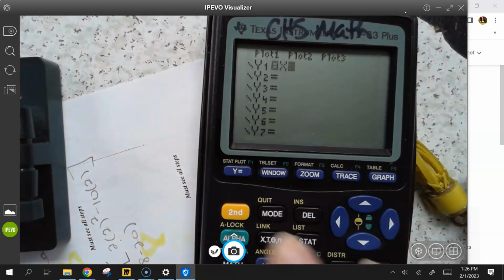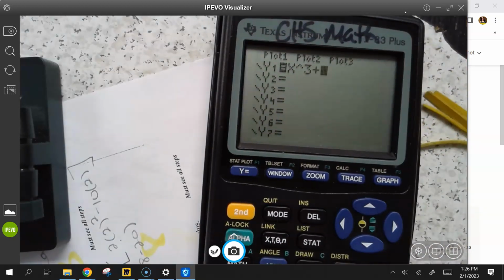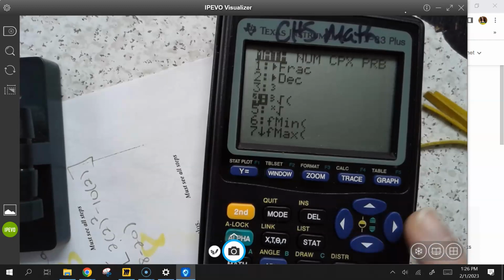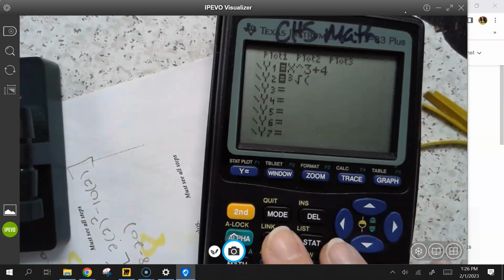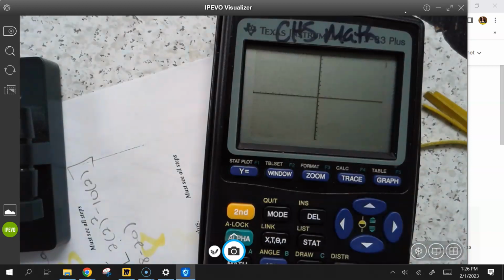Y equals x to the third plus 4. And then I'm also going to graph the cube root of what? You should graph the y. Hold on, can you get back to the y? Yep.